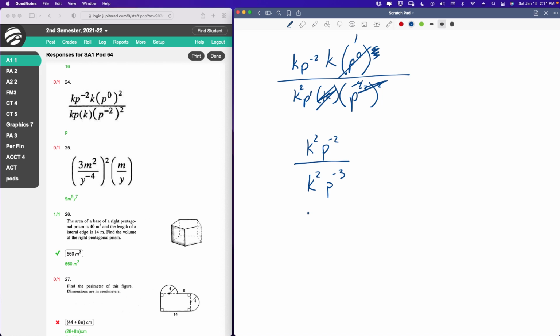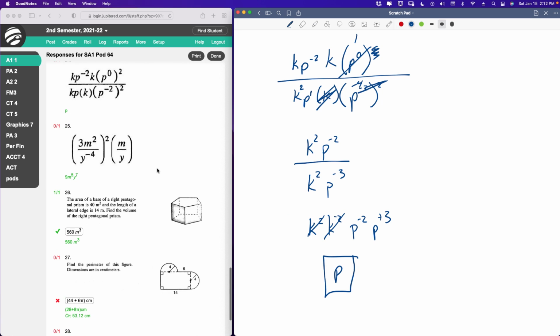Right? Okay, so if I bring all of these to the top, right, to combine as much as possible, I have k squared, and then I bring k2 up here, becomes k negative 2, right? I have p to the negative 2. This will be p to the positive 3 when we bring it up. These two cancel each other out. Negative 2, positive 3, it just leaves p. This is the answer. P. Right here.